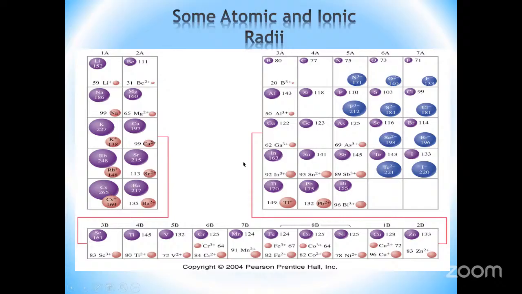And then on the non-metal side, you see that the reverse is true. The size of the anion is greater than the size of the atom. For example, nitride has a radius of 171 picometers, and the nitrogen atom is 75. So clearly, the nitride ion is larger compared to the size of the atom from which it is formed.